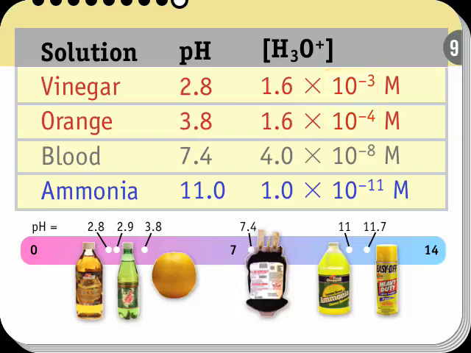Blood has a pH of 7.4, very close to neutral, a hydronium ion concentration of 4 times 10 to the minus 8. Ammonia, as you well know, is quite basic. It has a pH of 11 and a hydronium ion concentration of 1 times 10 to the minus 11.